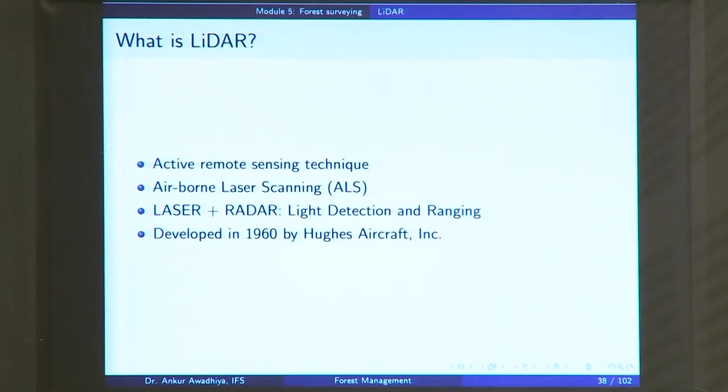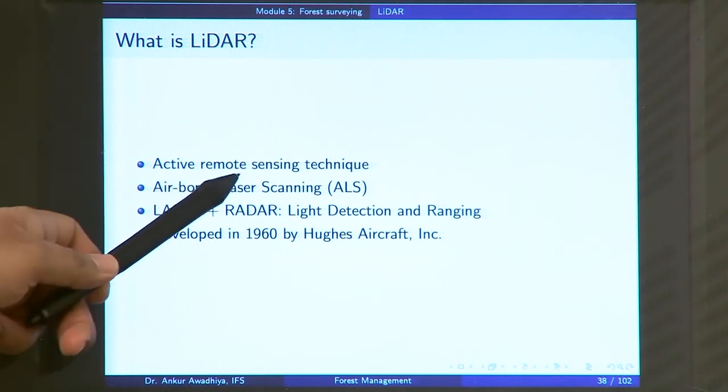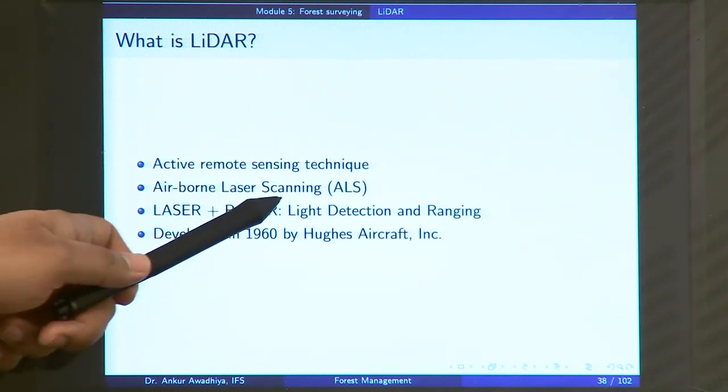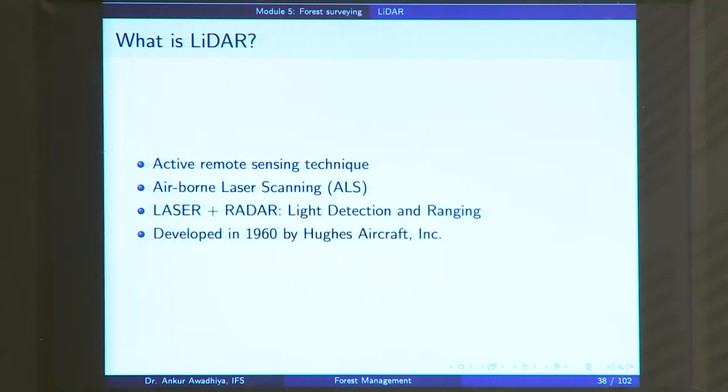Namaste. Today we'll have a look at LiDAR, which is another method of doing forest surveying. Now, LiDAR is a combination of these two words, laser and radar, and the full form is light detection and ranging. It is an active remote sensing technique. Now, what is an active remote sensing technique?